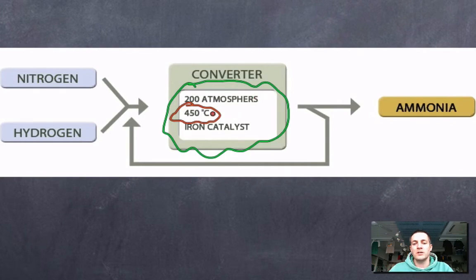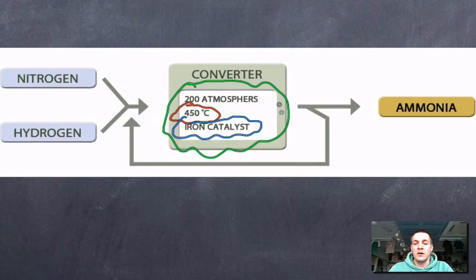Remember, this is hot enough to make the rate not too slow, but it's also low enough to make the yield reasonably high. And because we're doing things at a relatively low temperature and pressure, we're also chucking in a catalyst to make things go faster. Remember, catalysts do not affect the position of equilibrium. They have no effect on our yield, but they will make things go faster because they provide an alternative route for the reaction with a lower activation energy.